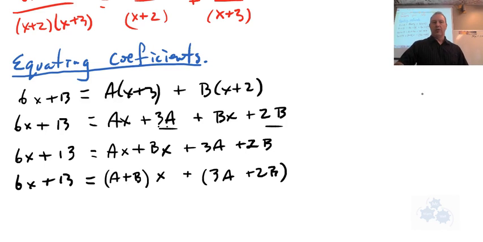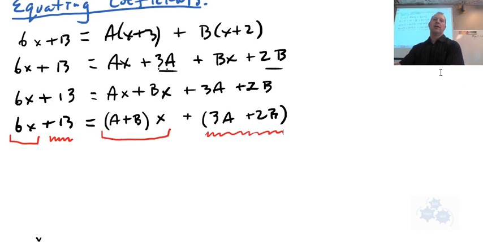So what we can do is notice that on the left side of the equation, we have an x term. I think this is kind of cool, actually. I think this is kind of neat. We have an x term over here, and on the right side we have an x term. We also have a constant term, and over here we have a constant term.